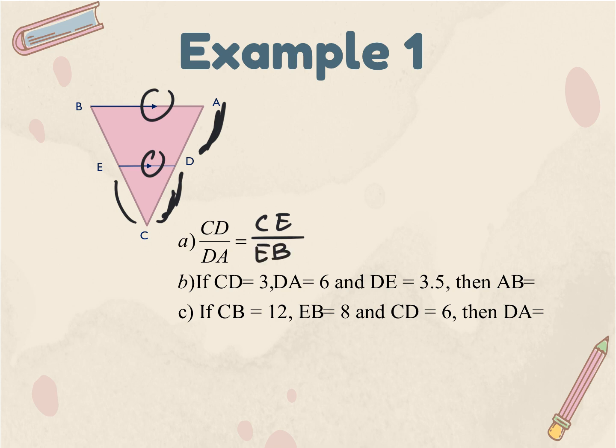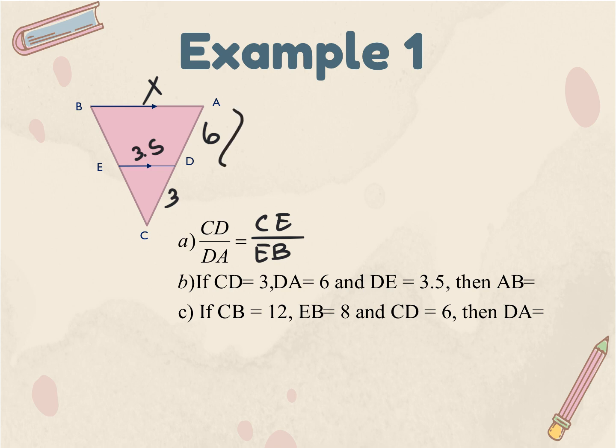Now, for 2, I'm going to erase this right here so we can work with 2 on the numbers. So if it's telling us CD is 3, so 3. They're telling us DA is 6. DE is 3.5. Then AB is what? In this case, I'm going to put an X because that's what we're trying to find.